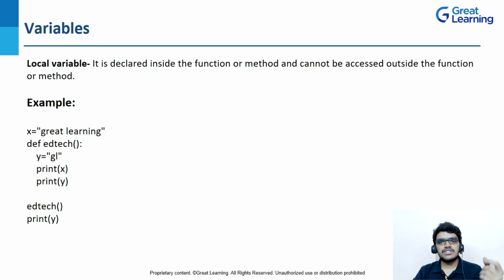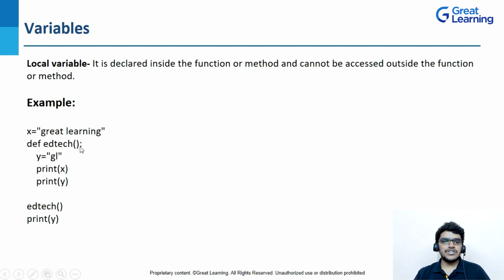Now, after understanding global variables, let's jump into local variables. So what are local variables? A local variable is declared inside the function, or you can say method, and it cannot be accessed outside the function. Let's take an example. Here, x is equal to great learning. This is my global variable. Then what is a local variable? As in the formal definition, it is created inside the function.